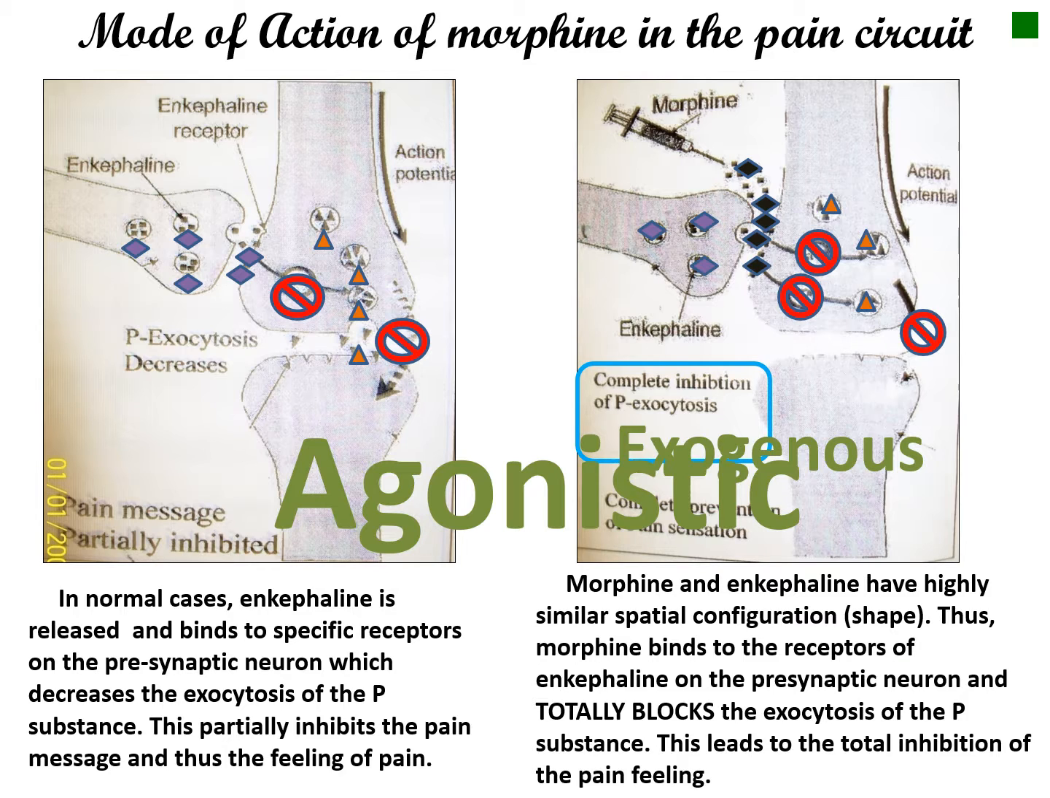So, mode of action of morphine: in normal cases enkephalin is released and binds to specific receptors, which decreases the exocytosis of the P substance. This partially inhibits the pain message. Morphine and enkephalin have highly similar spatial configuration, meaning that they are highly similar in shape. So morphine binds to the receptors of enkephalin and totally blocks the exocytosis of the P substance. This leads to the total inhibition of the pain feeling. These are agonistic. They have the same function.